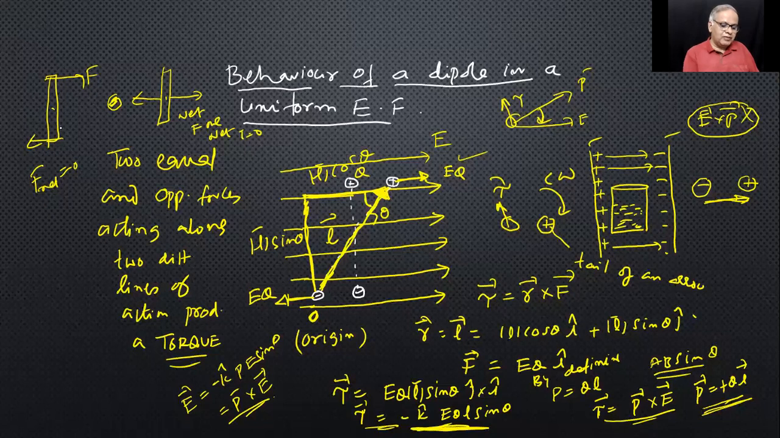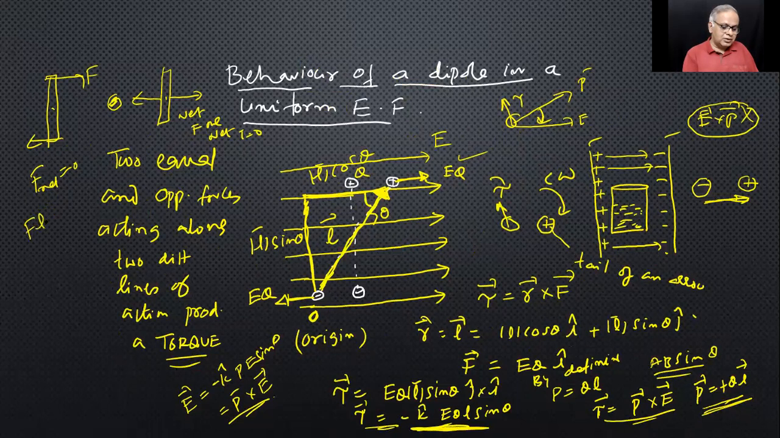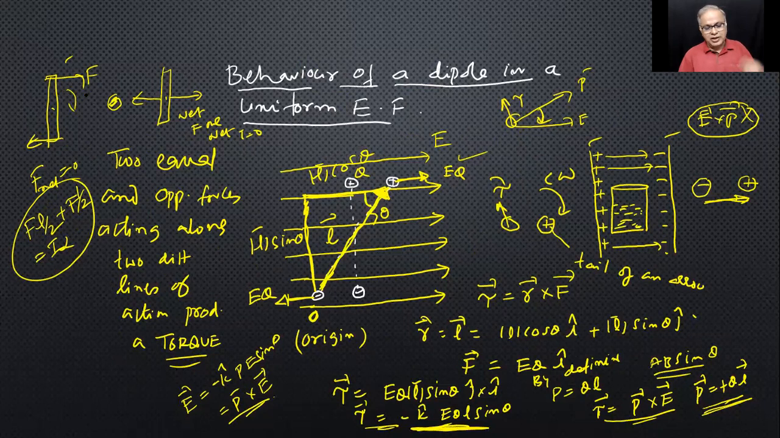Now, this F net is 0, right? But there is torque: F into L by 2, F into L by 2. Torque equals I alpha, don't we write? So net force is 0, but net torque is not 0. That means the rod is going to get angular acceleration. The omega keeps increasing. Even here, the same thing happens.